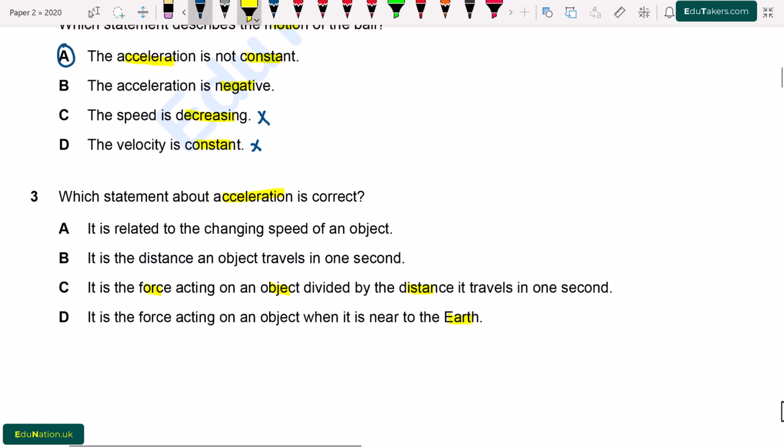So first of all, acceleration is basically related to the changing speed of the object. I write here a is equal to delta v over delta t. So option A is correct, that acceleration is related to the changing speed of the object.